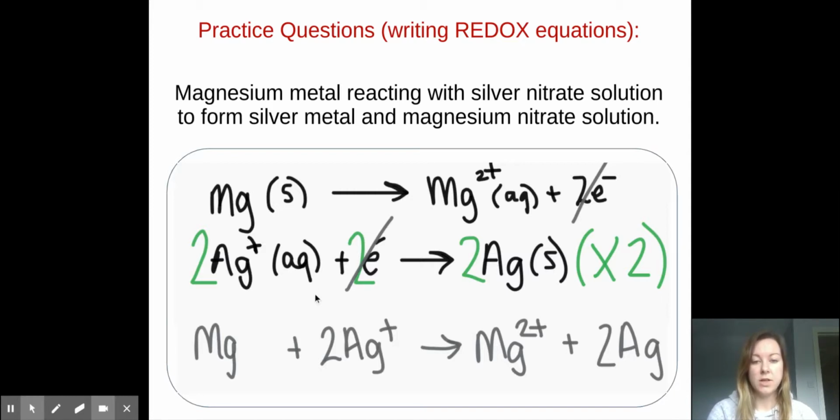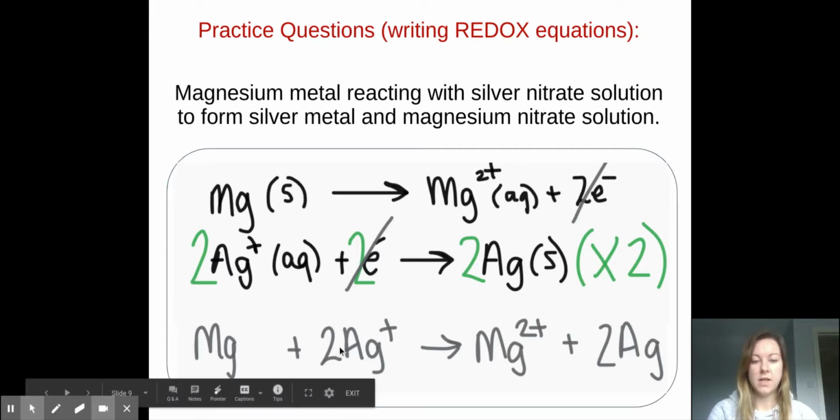So you cancel out your electrons on both sides, write the reactants on the reactant side, write the products on the product side, and that's your full redox equation. So we have Mg plus 2Ag+ gives Mg2+ plus 2Ag at the end. You don't have to write your state symbols, but if you do write them, make sure you write them correctly.